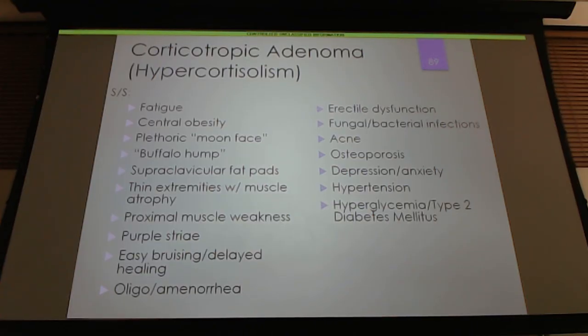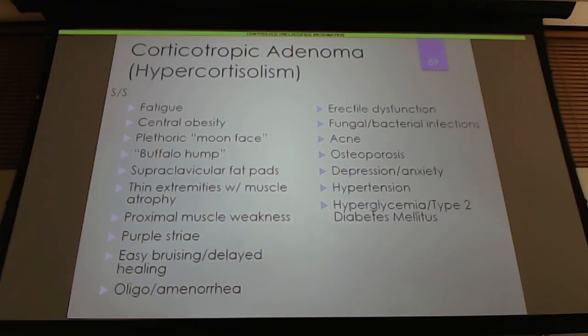Yeah, like weakness, maybe a hard time getting out of the car or picking up their kids. Easy bruising and delayed healing, that's a really common one, so these guys are going to get bruising. Purple striae, we'll have photos of that, but that is a very classic Cushing finding.